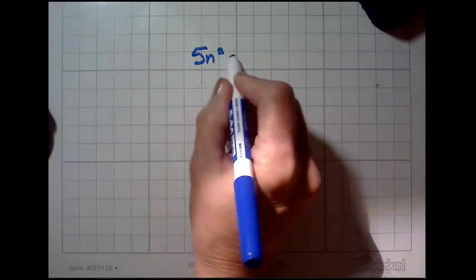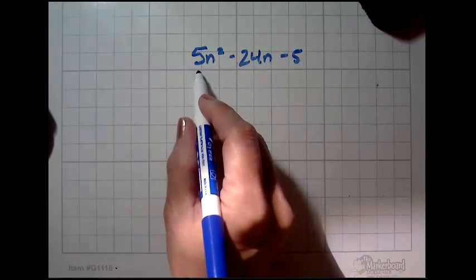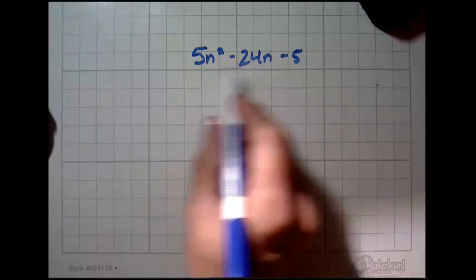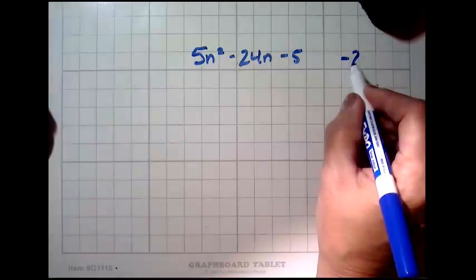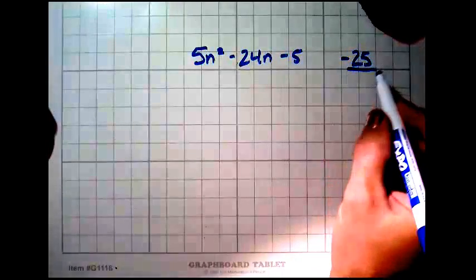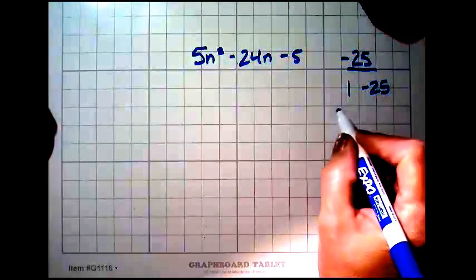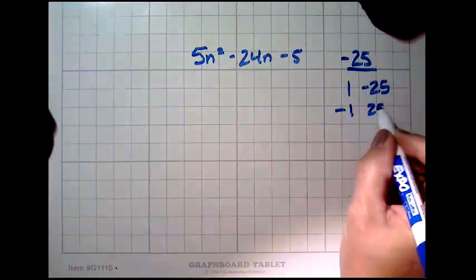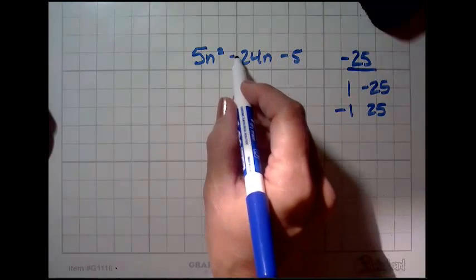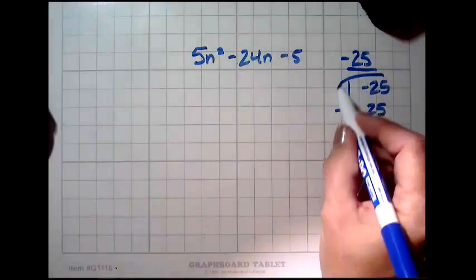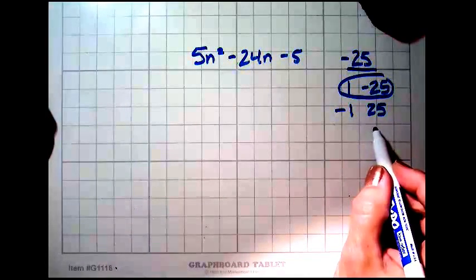5n squared minus 24n minus 5. Again, this isn't a 1, so I need to multiply these two together, and the sign stays with the number. So it's 5 times negative 5. I'm trying to find the factors of negative 25. So now that could be 1 times negative 25 or negative 1 times 25. And if you're looking at 24, negative 24, I can stop right there. Now you can put 5 and negative 5, add those up, you'll get 0.